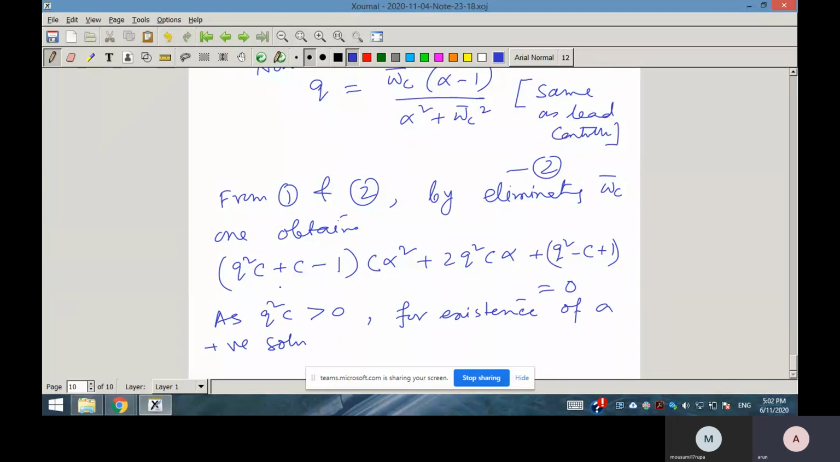You can compare this equation to, as I said earlier, ax square plus bx plus c equal to 0. If you want to have at least one positive root of x, then a into c should be less than 0. So a into c should be less than 0, but what about c here? So for existence of a positive solution, q square c plus c minus 1 into q square minus c plus 1 should be less than 0.